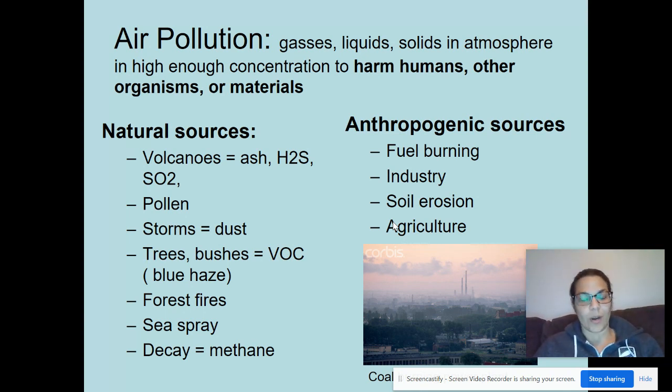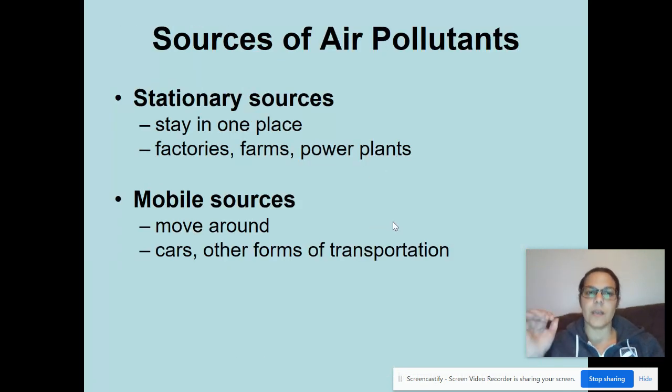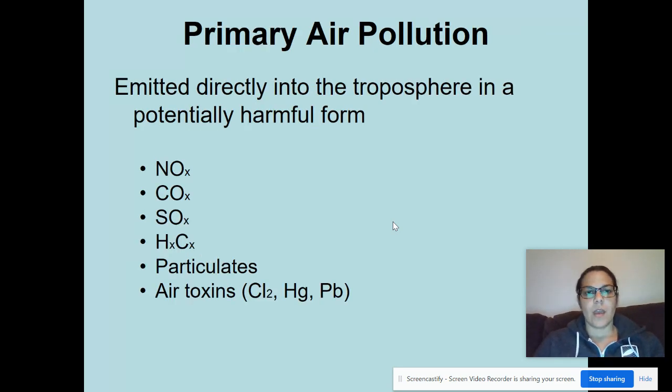Anthropogenic, from the Greek word anthropo, meaning man, so human-induced sources. You have burning of fossil fuels, industry, soil erosion, agriculture, a whole bunch of different types of sources for air pollution. Stationary sources are one spot: factories, farms, power plants. Mobile sources move around: cars, trains, buses, things like that, airplanes.